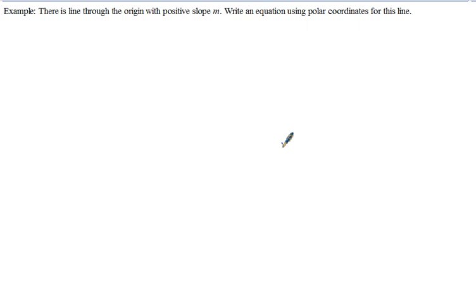These are the notes for AP Calculus on the topic of polar equations continued. So this one says there's a line through the origin with a positive slope.